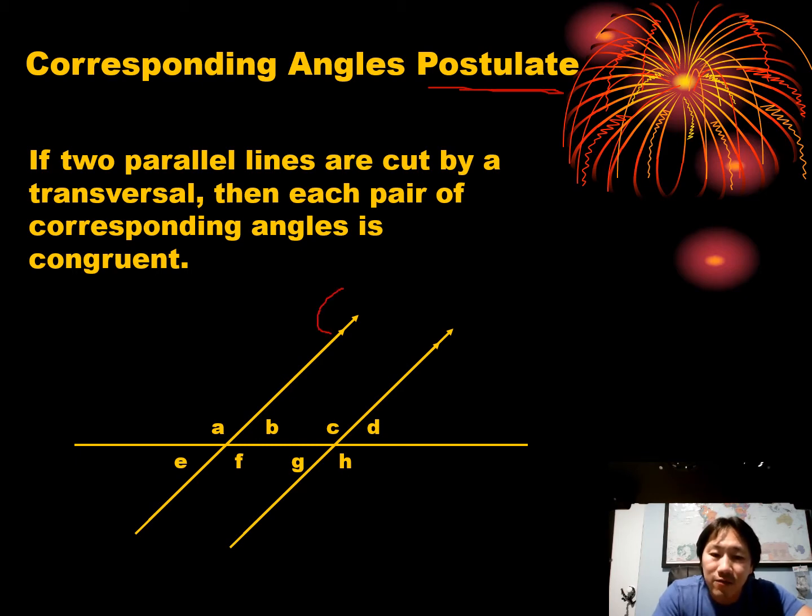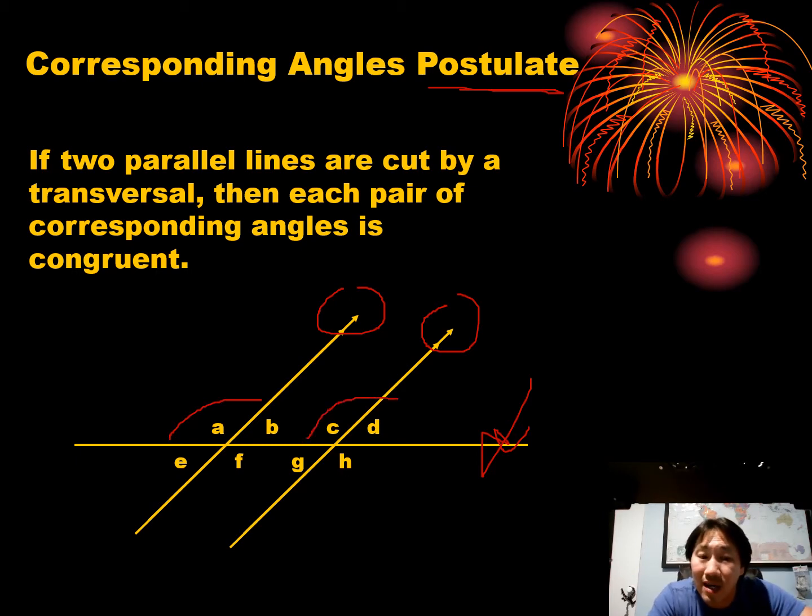This theorem says if we have parallel lines and it is cut by a transversal, this thing right here, then all of the corresponding angles, this angle and this angle, A and C, are called corresponding angles. If we have parallel lines, angle A is always going to equal angle C. And that only happens when the lines are parallel.